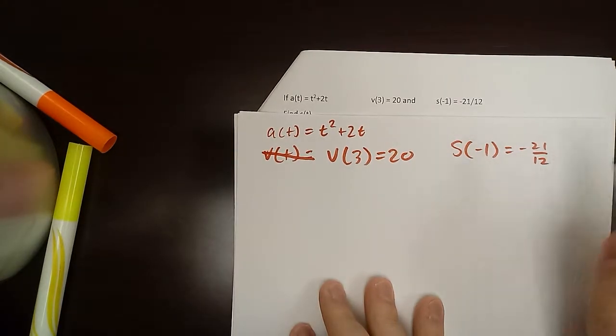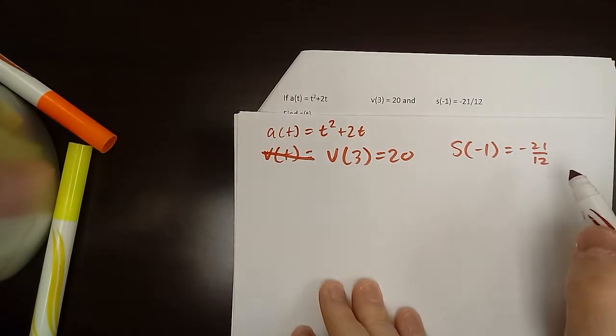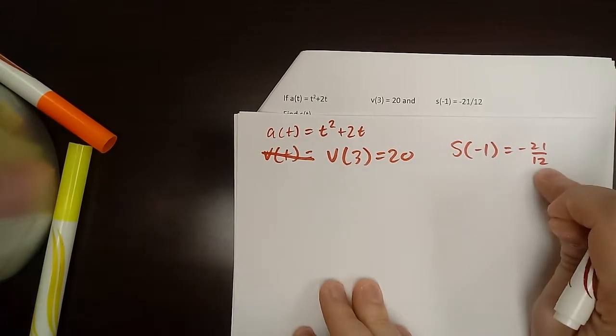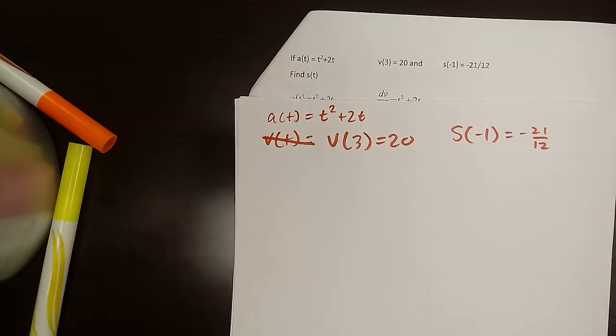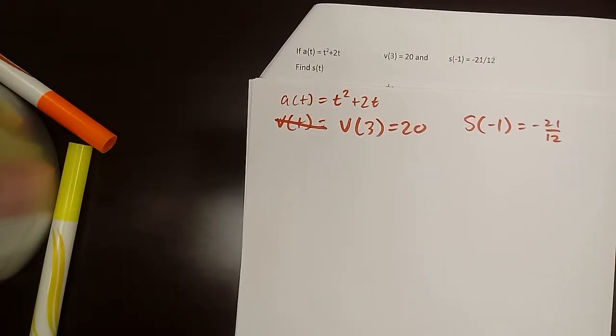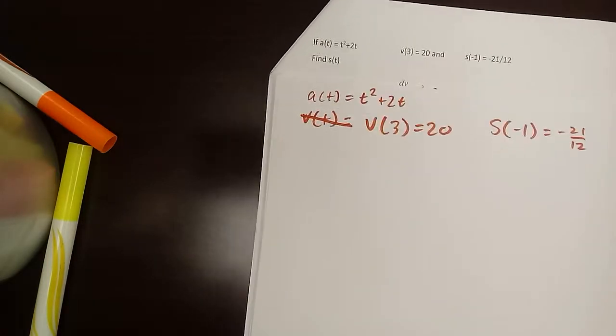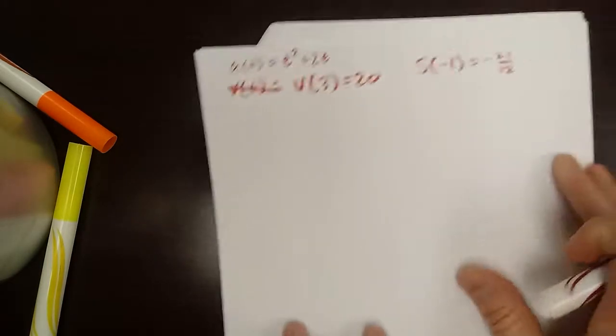I'm assuming that's good for us, because otherwise, what? Because 21 over 12, that simplifies. They're both divisible by 3. I'm assuming this is going to help us out somehow. You know what happens when we assume? A lot of times we're right. So, okay, find s of t. All right, we want to find s of t.